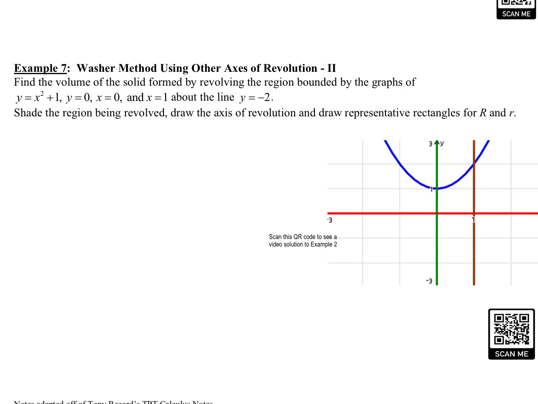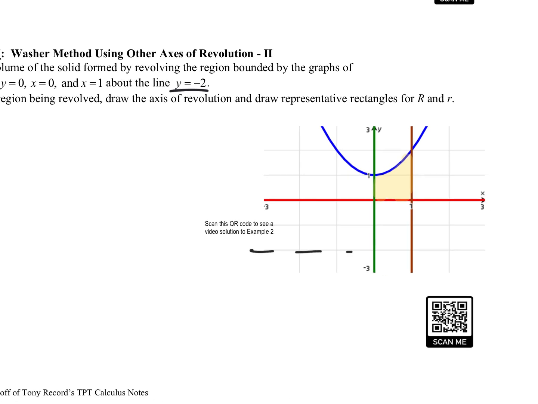Same graph yet again. Same shaded region yet again. We are shading this and rotating it now where? Where are we rotating this little yellow section? The line y equals -2. What does y equals -2 look like? Horizontal, vertical? Horizontal at -2, right? So a dashed line here at -2. That's where we are rotating it around.